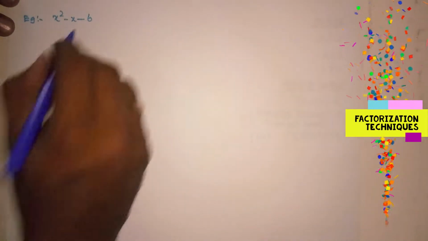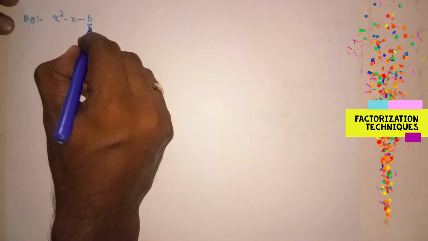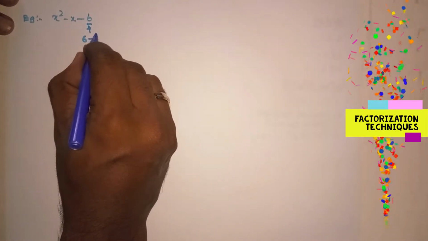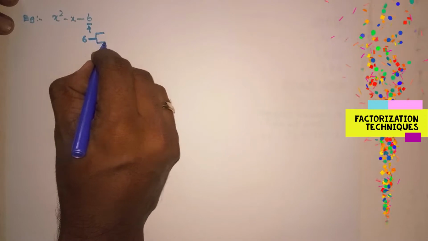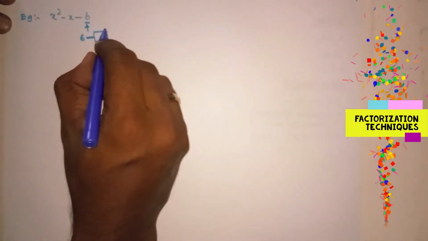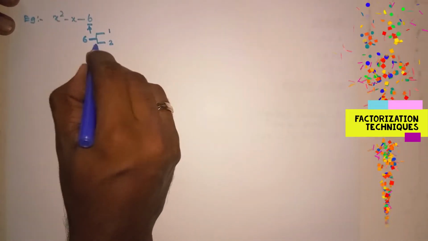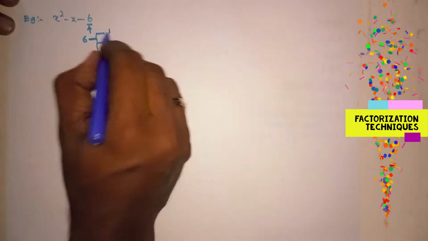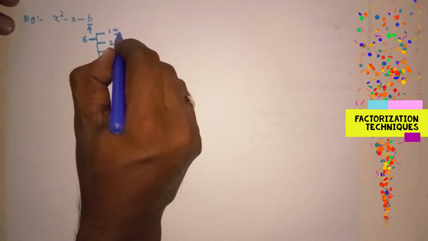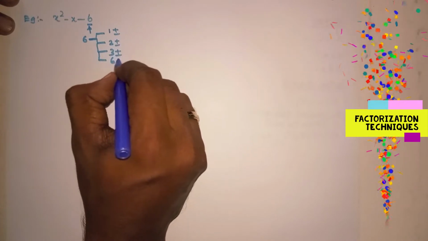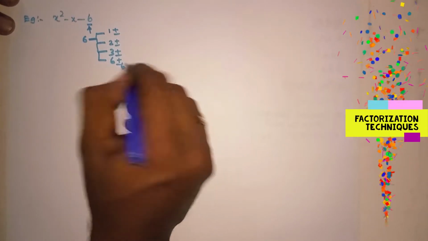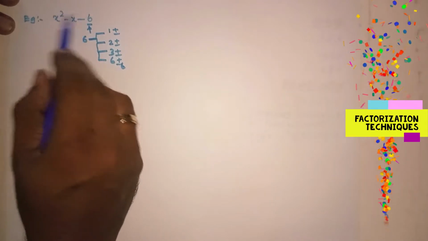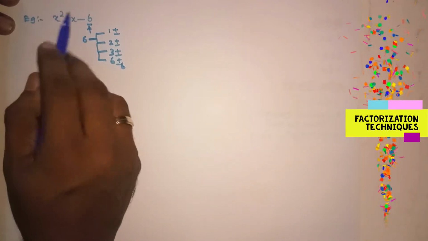Here, first of all, you check the constant term. Here the constant term is 6. Now check what the multiples of 6 are. We can see 1, 2, 3 and 6. Those can be plus or minus 1, plus or minus 2, plus or minus 3, plus or minus 6. Then in this expression there can be two factors, because of the x squared term.